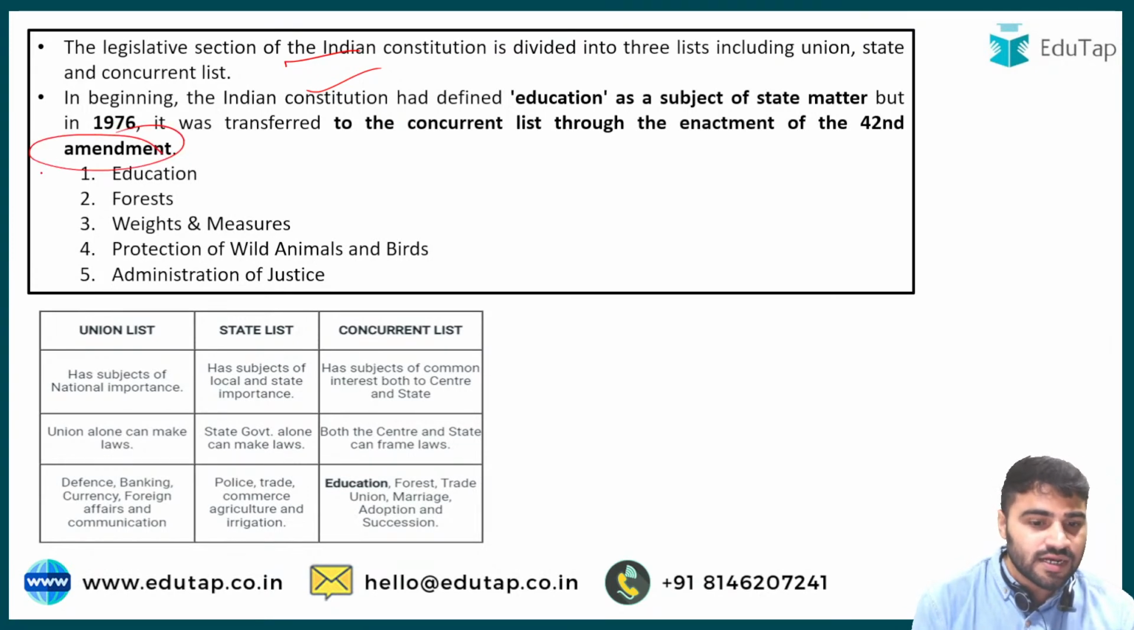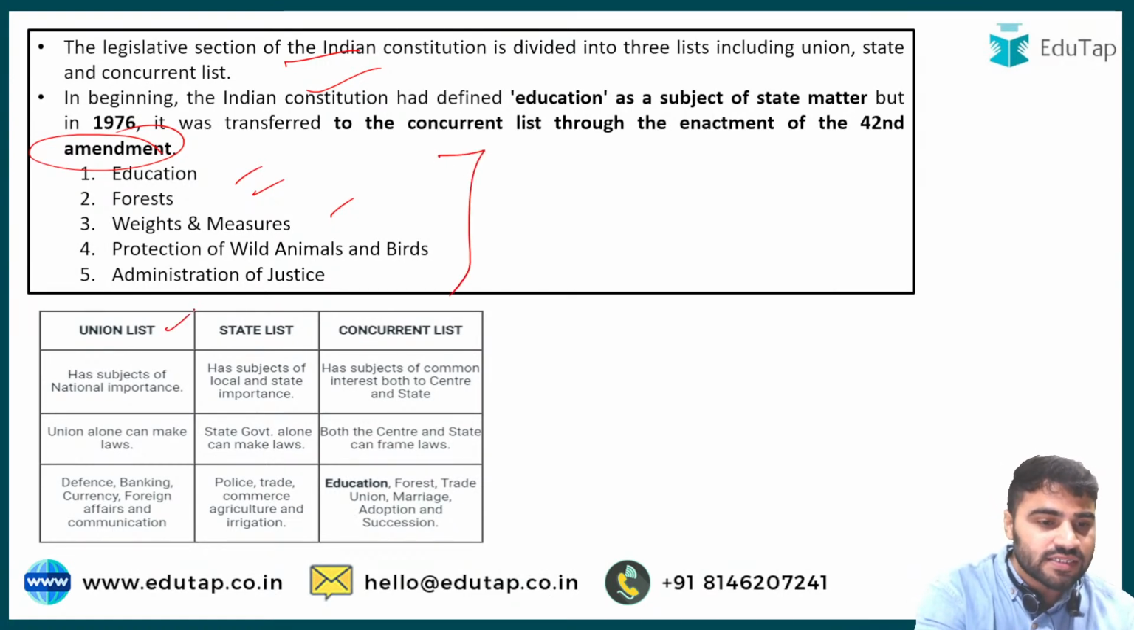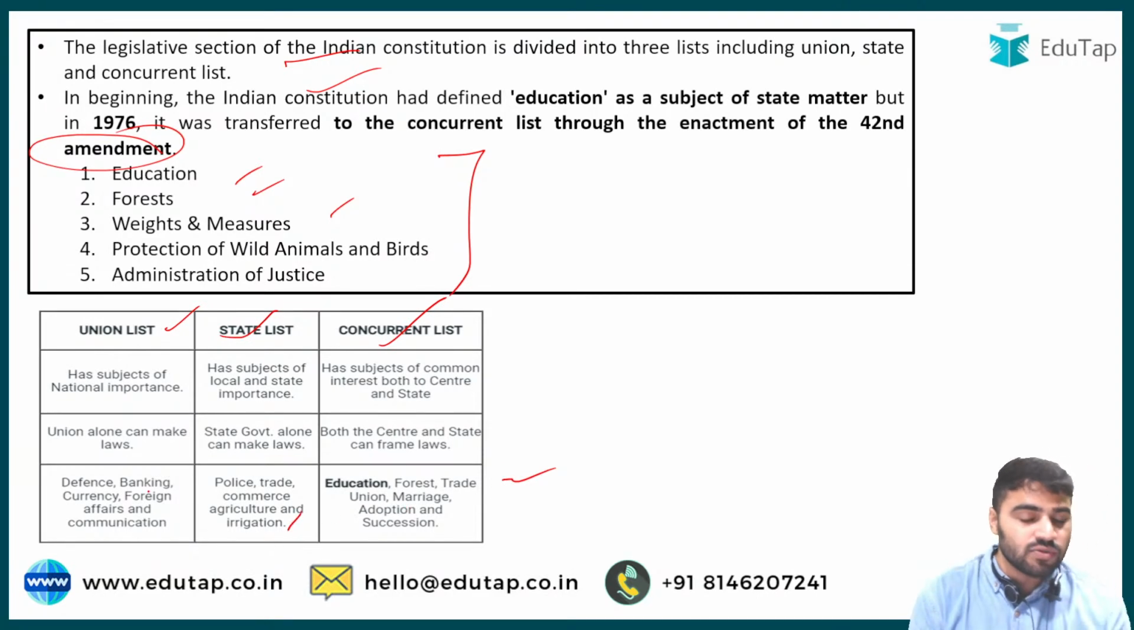Right? Other things are education, forest, weights and measures, protection of wild animals and birds, and administration of justice. These all are part of the concurrent list, right? So here you can see the union list, state list and concurrent list, and some matters which are part of these respective lists, right?